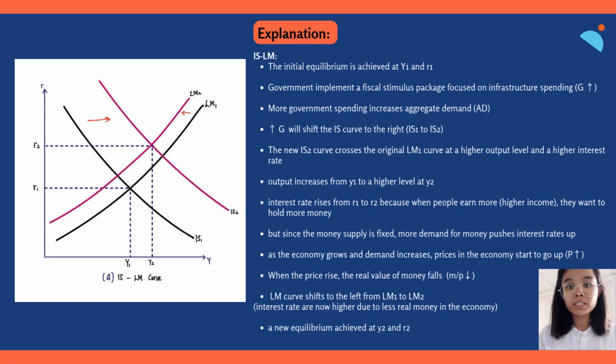Because more income is being earned, people want to hold more money, but since the money supply is fixed, this will push the interest rate up from R1 to R2. Over time, this higher demand in the economy will cause prices to increase, so the price level rises. This will reduce the real money supply, which is M over P, and that leads to a leftward shift of the LM curve from LM1 to LM2. Eventually a new equilibrium is reached at Y2 and the higher interest rate at R2.